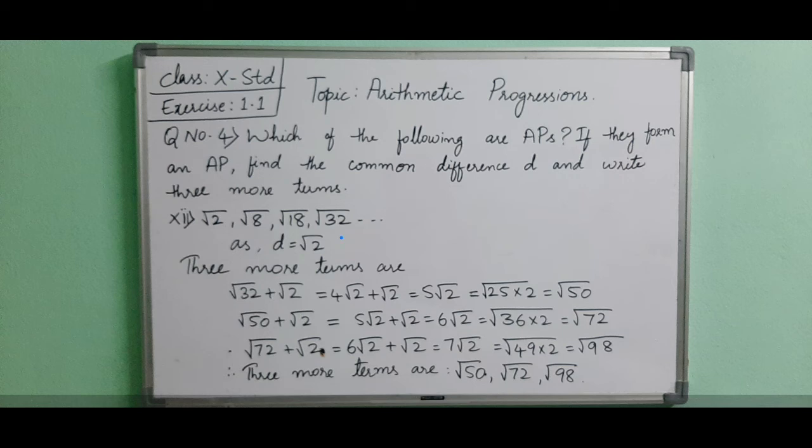As the difference is root 2, in root 32 we are adding root 2. So root 32 can be written as 4 root 2 plus root 2, which is 5 root 2. Then again we need the square root form, so this 5 we can write as 25, because the square root of 25 is again 5. So 25 times 2 is 50.